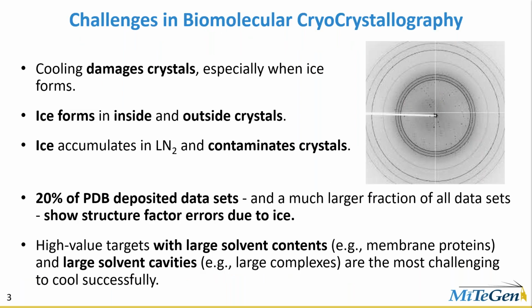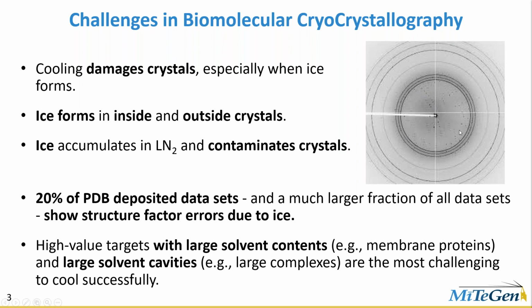There are many challenges in biomolecular cryocrystallography. First, cooling always damages crystals, sometimes a lot more than others. And especially, damage is severe if internal ice forms. Ice can form both inside and outside crystals, and the diffraction pattern shown here is an example when ice is formed inside the crystal, creating these uniform ice rings and causing a severe loss of ordered diffraction from the protein structure.